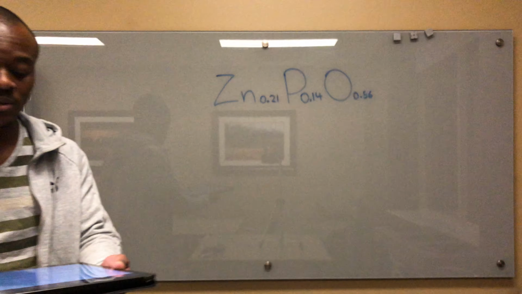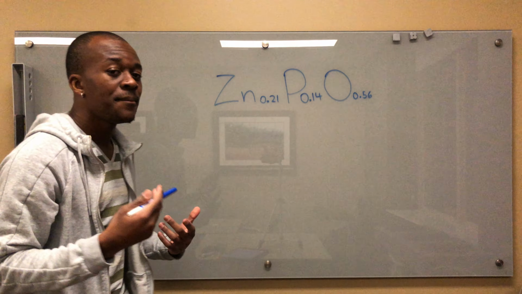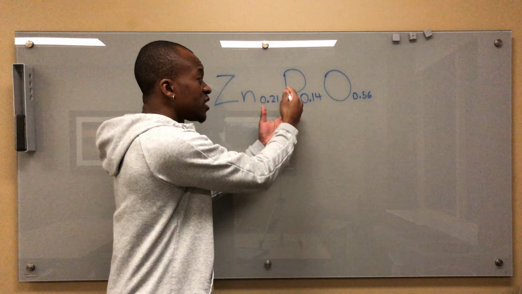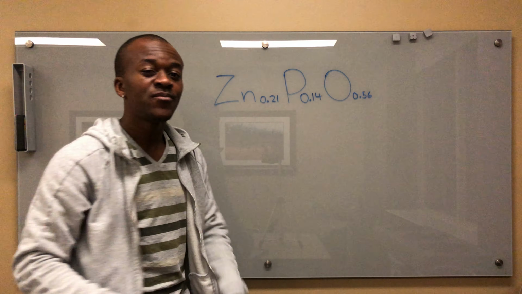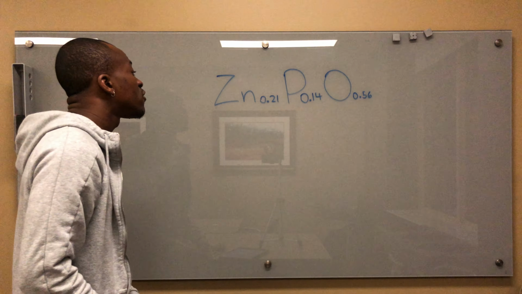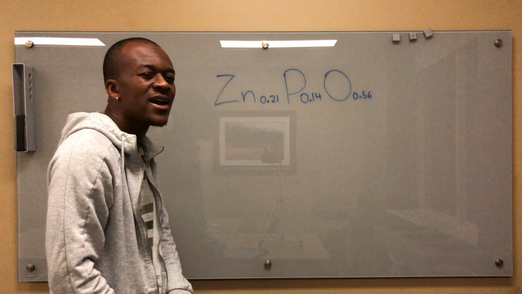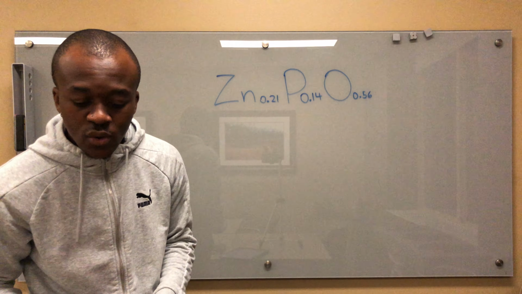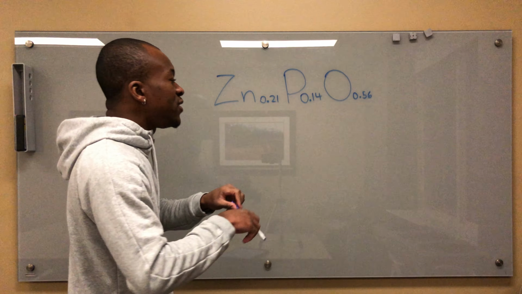This is what our pseudo formula looks like. It said there's 0.21 moles of zinc, 0.14 moles of phosphorus, and 0.56 moles of oxygen. That's why we're writing it like this. This isn't the empirical formula. This is the pseudo formula that we're going to have. The empirical formula, we want to simplify this in a way so that we don't have all these decimals. So now I want us to divide everything.